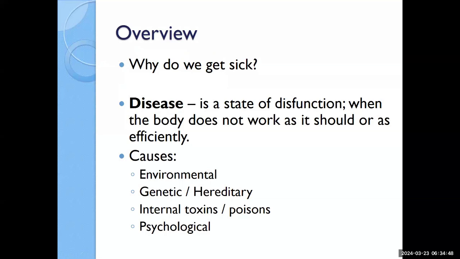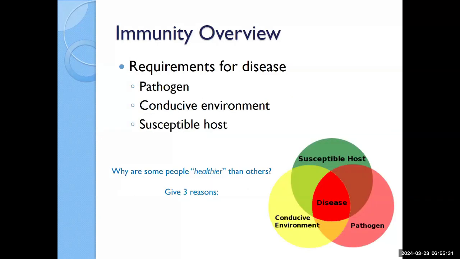What is disease? Disease is a state of dysfunction when the body is not working as it should or as efficiently. Disease can come about through environmental exposures and toxicities, genetic or heritable conditions. You need 3 requirements for disease. All 3 must be met simultaneously.